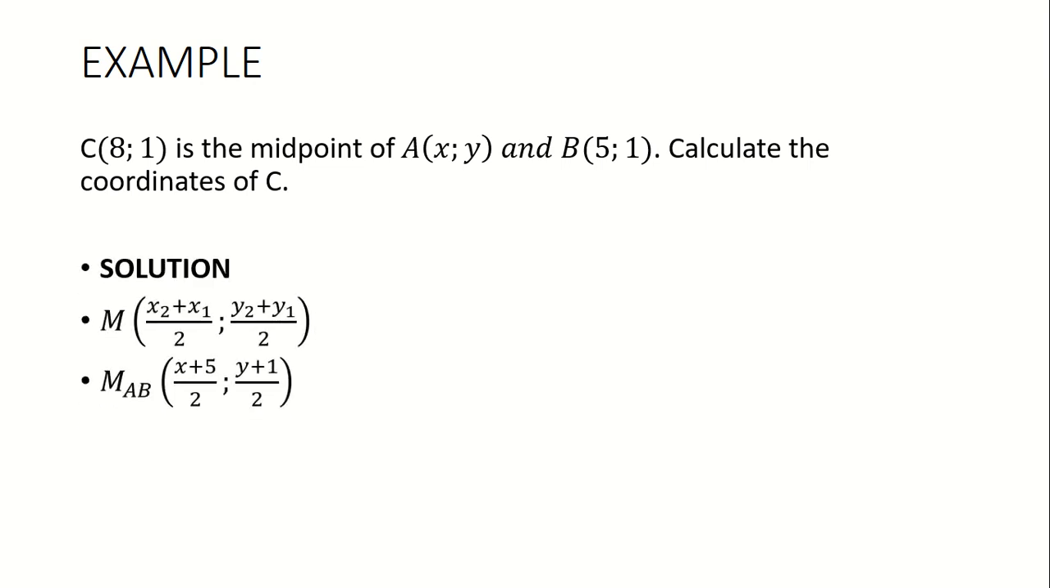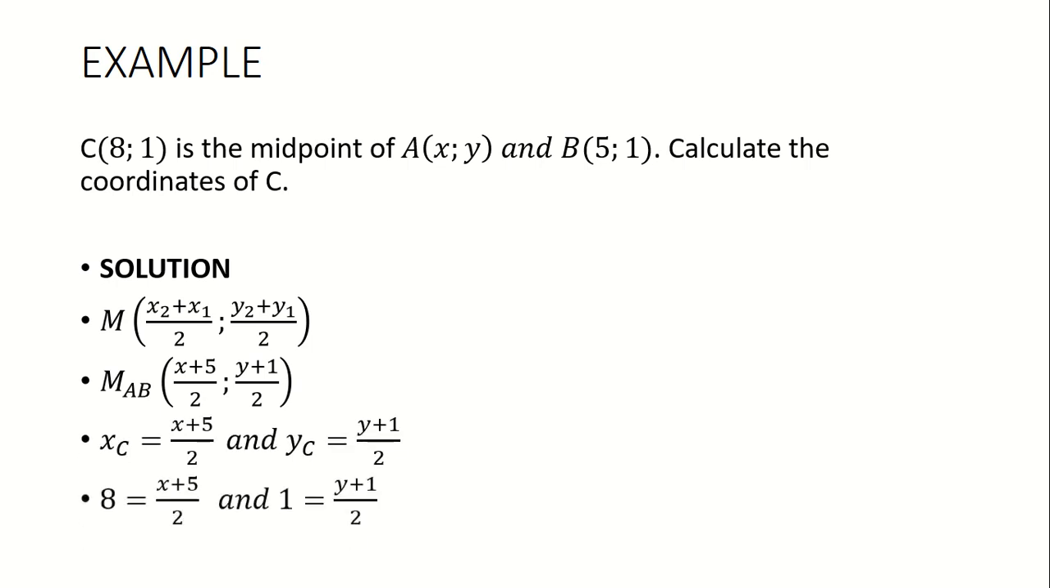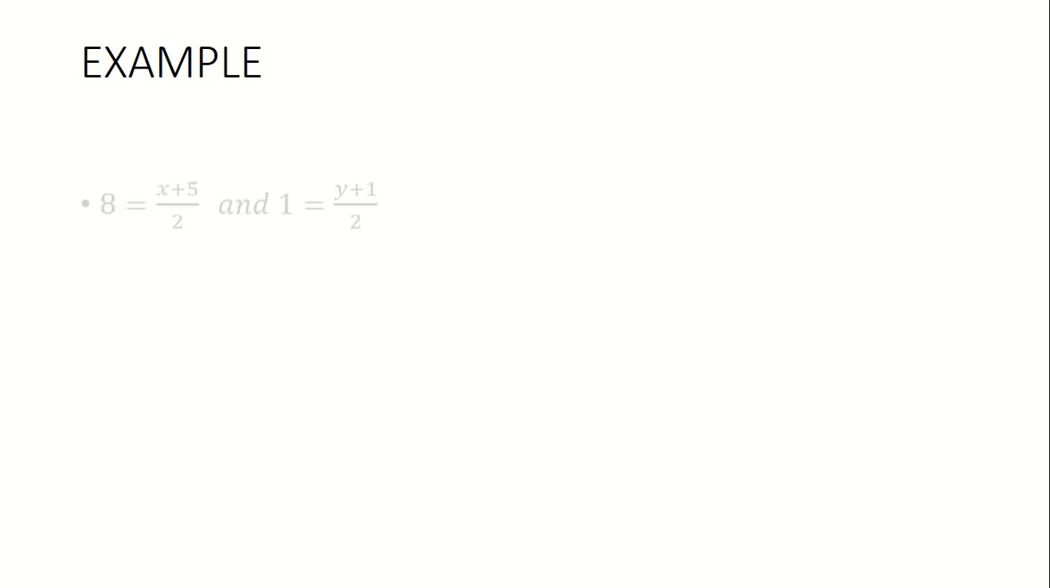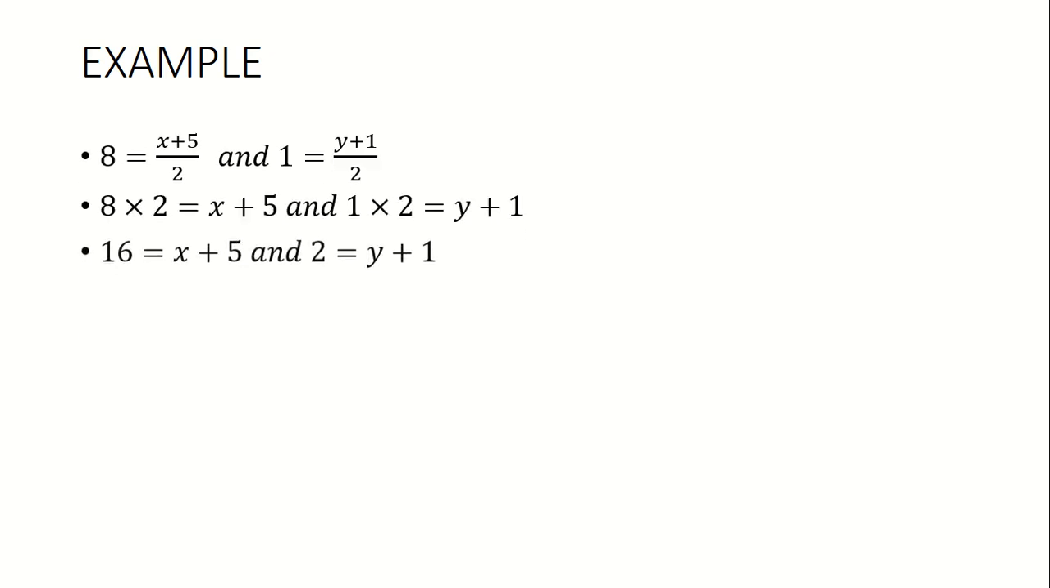However, we do know what (x plus 5) divided by 2 is. We know that it should be equal to 8. And we also know that (y plus 1) divided by 2 should be equal to 1. So I'm going to take those and equate them to their values and just solve for x and y from there. Hence, we have x equals 11 and y equals 1.